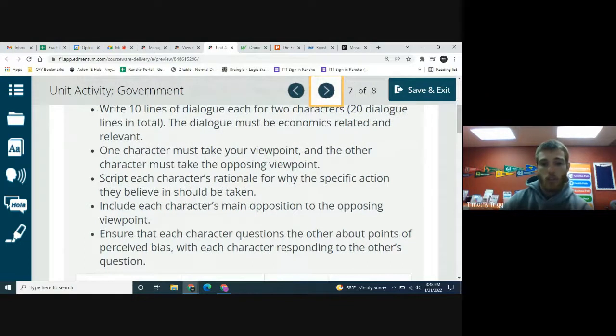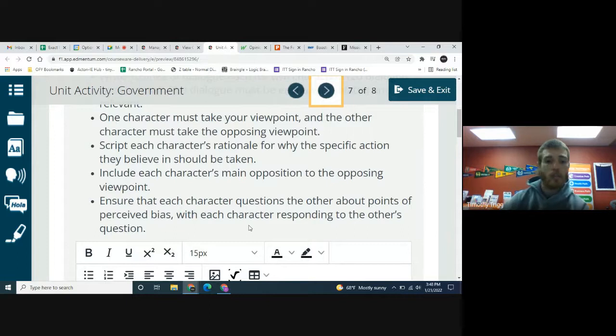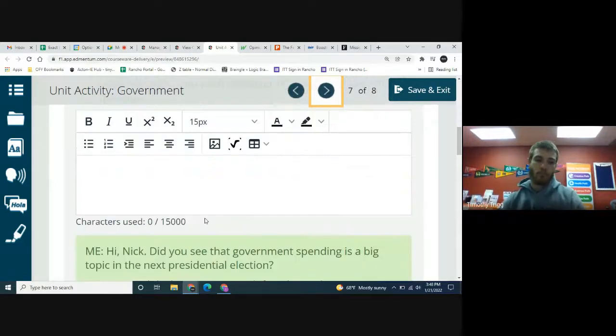Script each character's rationale for why the specific action they believe in should be taken. Include each character's main opposition to the opposing viewpoint. Ensure that each character questions the others about points of perceived bias, with each character responding to the other's question.